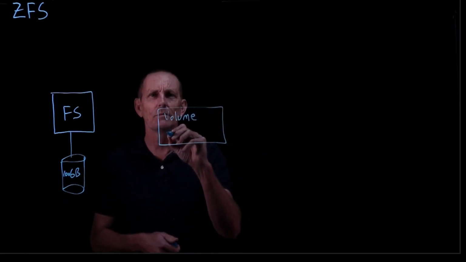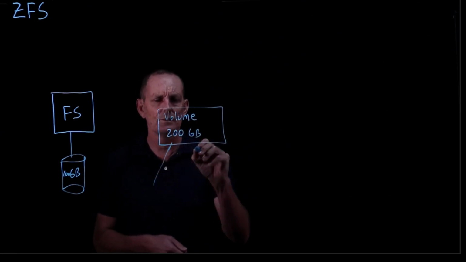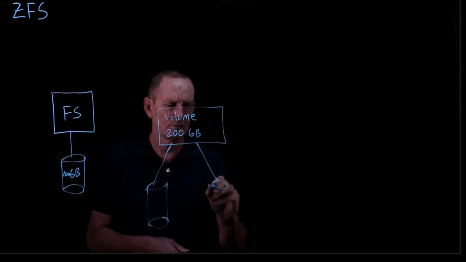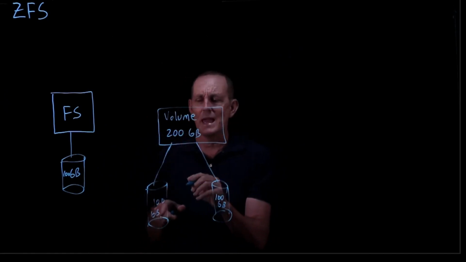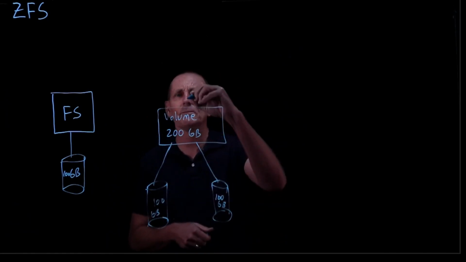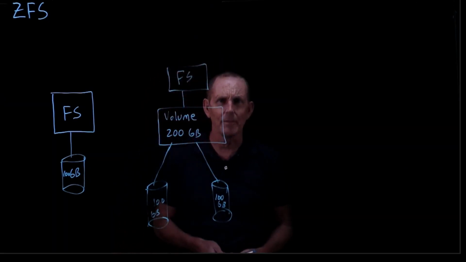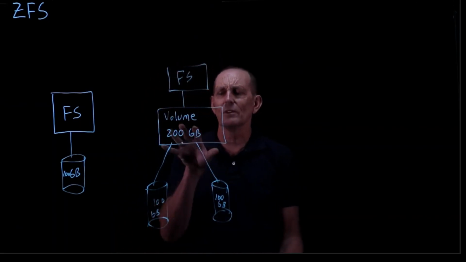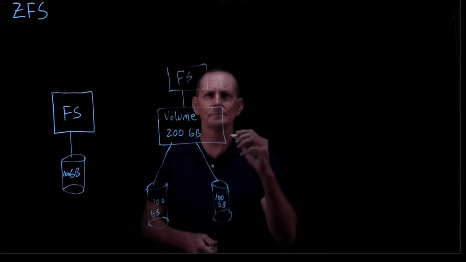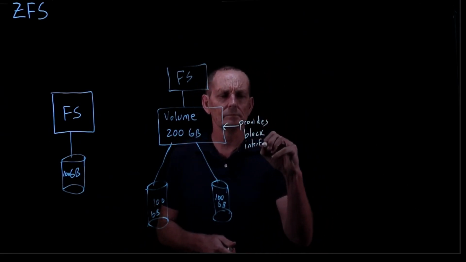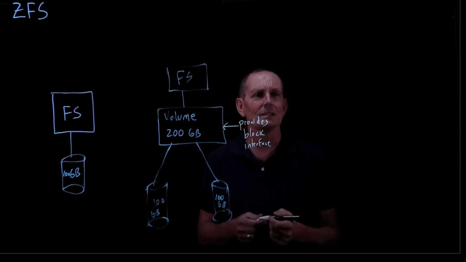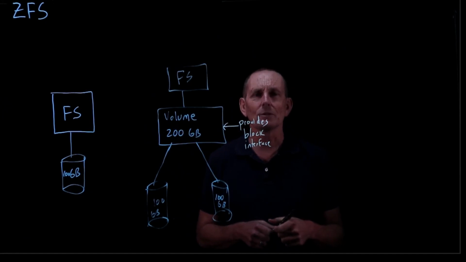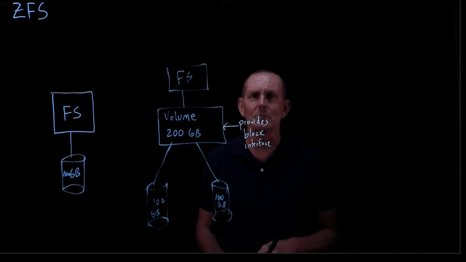For a volume, we might have a 200 gigabyte volume, which is basically managing two 100 gigabyte disks. And we've got a file system on top of that. So the volume is providing a block interface. Basically it looks like a single hard drive, except it has 200 gigabytes worth of blocks rather than 100 gigabytes worth of blocks.